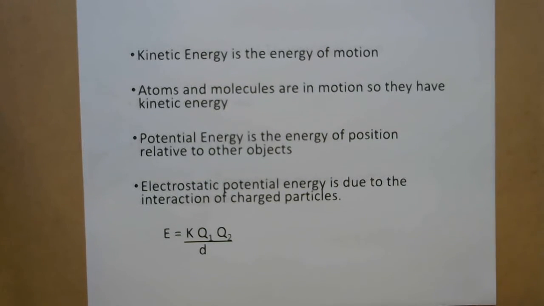How does this come into chemical reactions? Well, in chemical bonds, you have charged particles that are attracted to and repelled from each other, and electrostatic potential energy is due to the interaction of these charged particles.